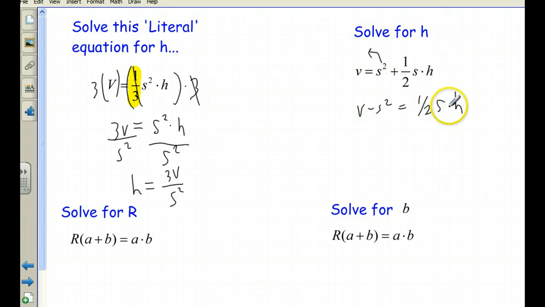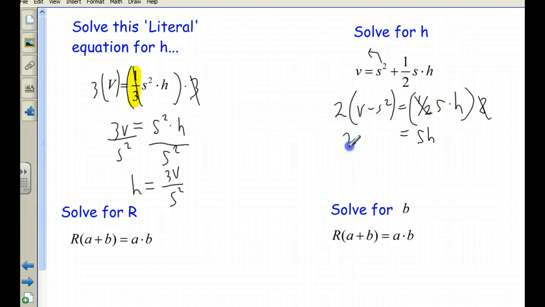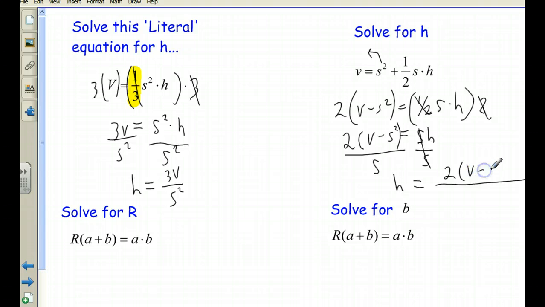Now you can solve this all in one step, or I might prefer to get rid of the 1/2 first. So multiply by 2, multiply by 2, cancels over here. You get sh equals 2 times V minus s squared. You could distribute that if you'd like to. Then divide by s, and that cancels and you get your answer. h equals 2 times V minus s squared, over s.